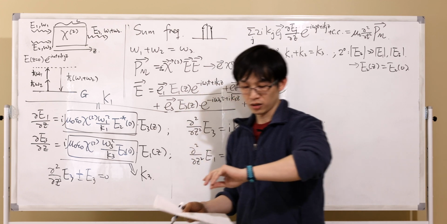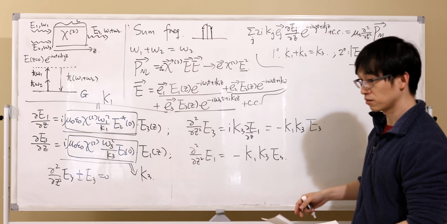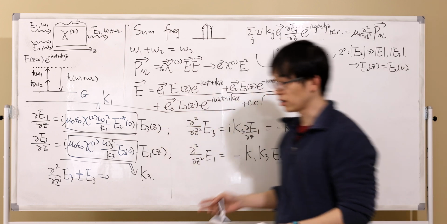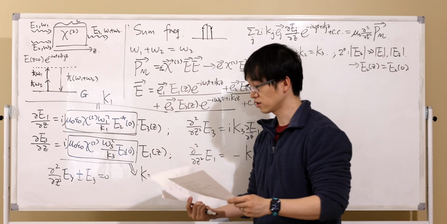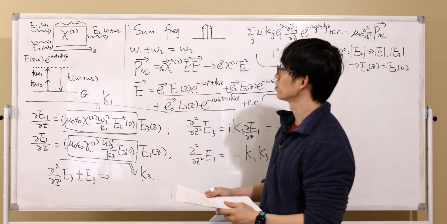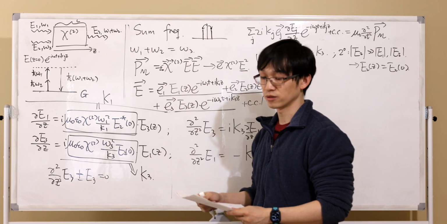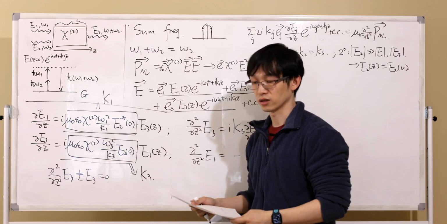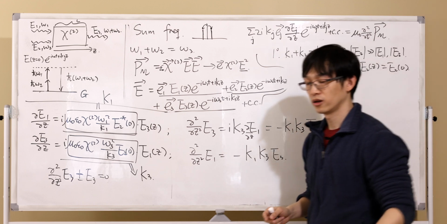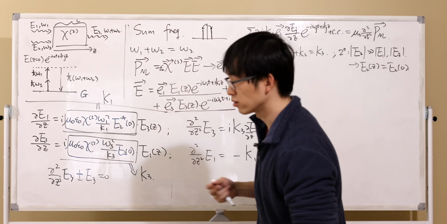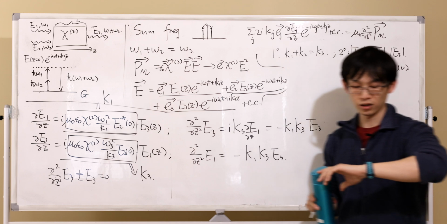In the next class, we would solve this equation and discuss the unique behavior in sum frequency generation, and then we'll move on to difference frequency generation, and that wraps up all the second-order nonlinear effects. Any questions?